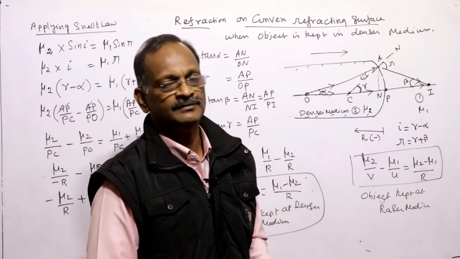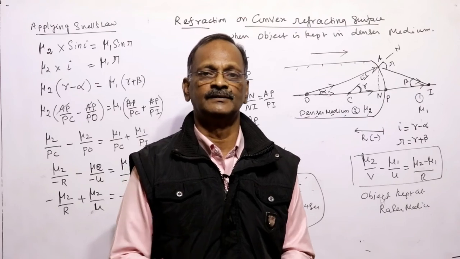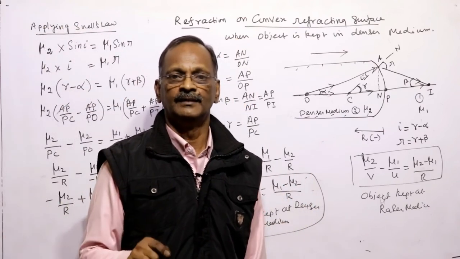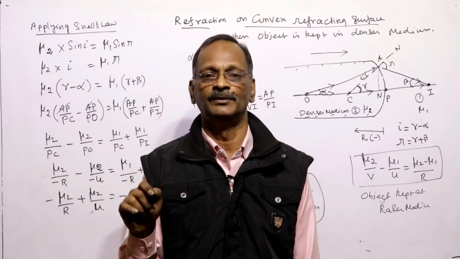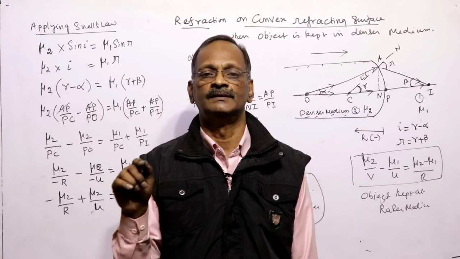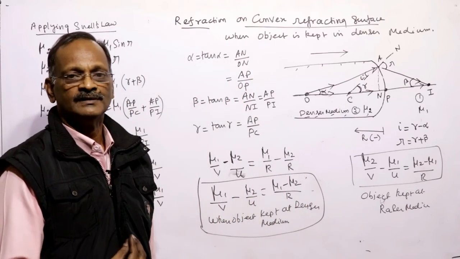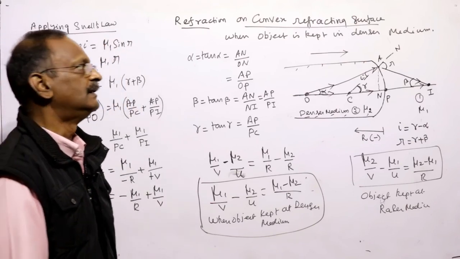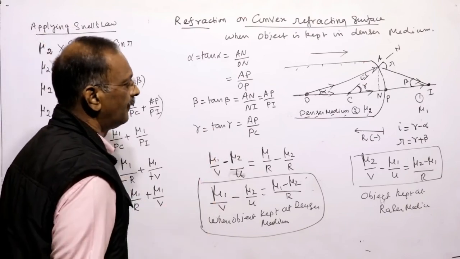The easy way to remember is: first remember the expression for when the object is kept in the rarer medium, that is mu2 by v minus mu1 by u is equal to mu2 minus mu1 by R. Then wherever mu2 is there, replace it by mu1, and wherever mu1 is there, replace it by mu2. You will get the expression for when the object is kept in the denser medium.